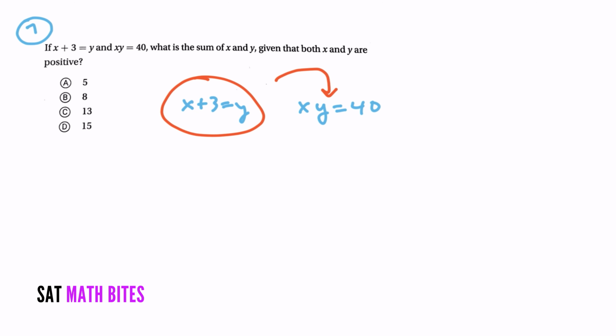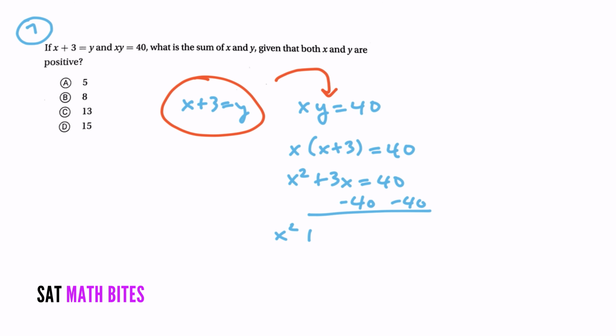So instead of writing x times y, I would write x times (x plus 3) equals 40, and then distribute. And since we have a quadratic equation, I'm going to make it equal 0 in order to solve it. So that would give me x squared plus 3x minus 40 equals 0. From here, we factor it.